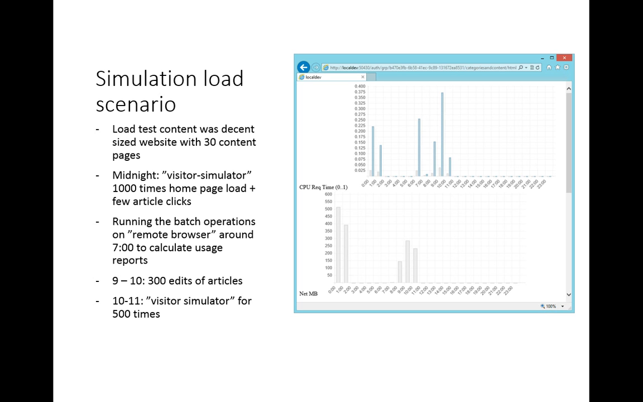Simulation load scenario: I'm showing it in the graph and going through what's on the graph. I ran the load test content beforehand. It's a website with 30 articles. On the midnight, around these hours, I ran 1,000 requests, the 1,000 visitors scenario with page loads and a few article clicks. It resulted in something like 1 gigabyte of outbound traffic from the site.